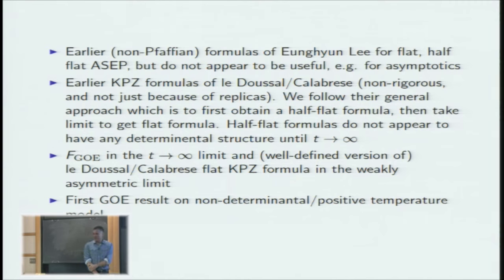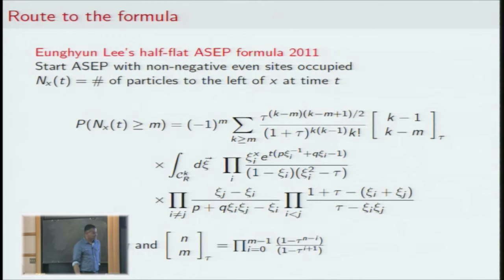I want to show you where we get the formula. You do get the GOE Tracy-Widom distribution, the t goes to infinity limit, and we get a sensible version of the Calabrese-Zhang flat KPZ formula in the weakly asymmetric limit. Okay, here's how we get the formula.